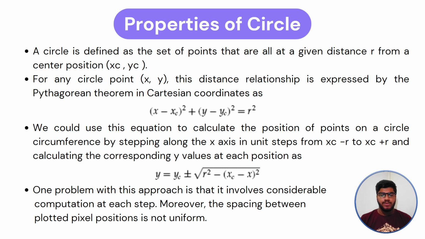We could use this equation to calculate the position of points on the circle circumference by stepping along the x-axis in unit steps from xc − r to xc + r, and calculating the corresponding y values at each position by the formula y = yc ± √(r² − (xc − x)²). One problem with this approach is that it involves considerable computation at each step. Moreover, the spacing between the plotted pixel positions is not uniform. This is about some of the properties.